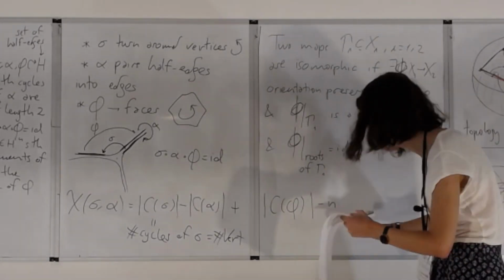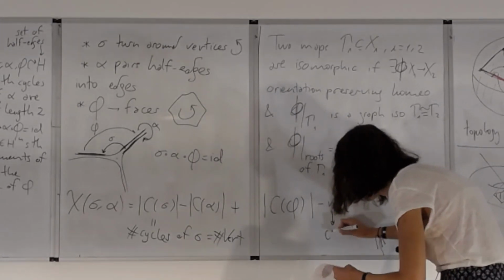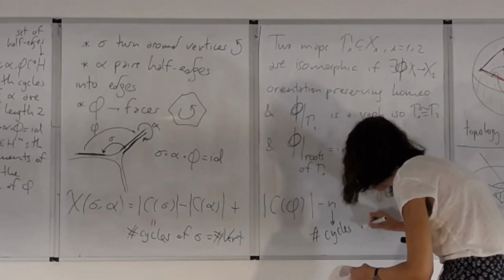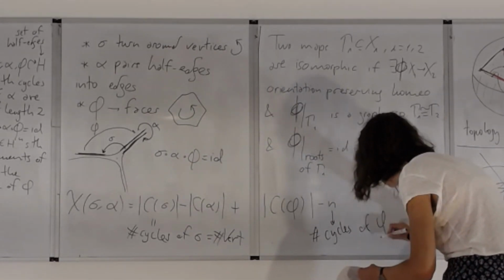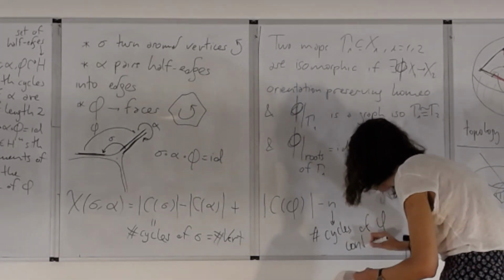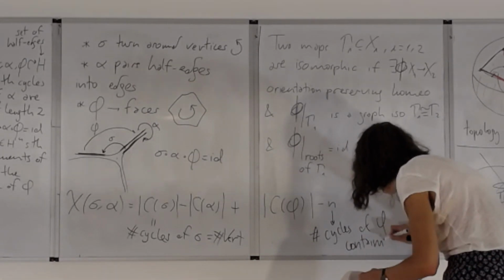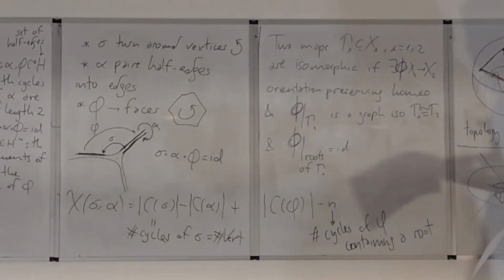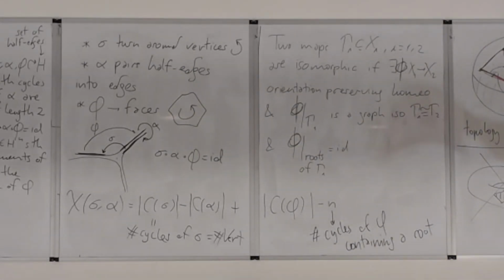So yeah, I can maybe write it. Number of cycles of phi containing a root. Okay, and then I could do an example, but maybe that would be a bit too boring. Maybe I will leave some examples for the exercises.